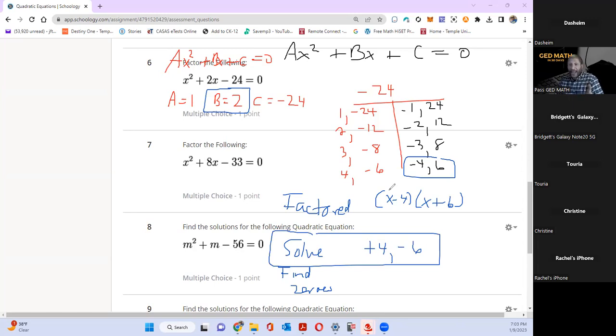If they ask you to factor this quadratic equation, it will be x minus 4 times x plus 6. That's 2 out of the 3 quadratic equation types they're going to ask you. And they're going to ask you to multiply binomials.